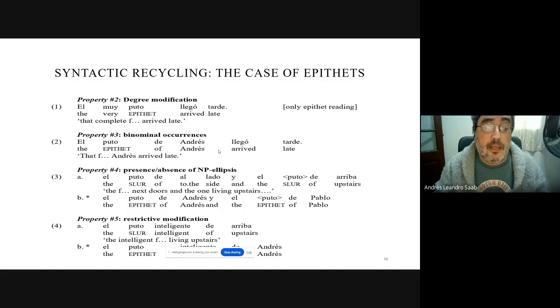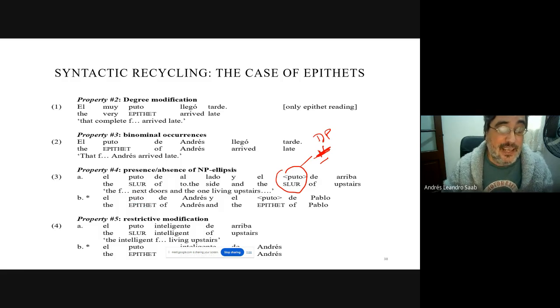Third, this is a very important property. Slurs can be elided. Epithets cannot be elided. So you can say something like "el puto de al lado y el de arriba," the slur next door and the one living upstairs. That's perfect, and that's because a slur heads its projection, it is the head of the DP, so you can elide it. But as we saw before, epithets are not the head of the DP, so they cannot be elided. So we cannot say something like "el puto de Andrés y el de Pablo," the epithet of Andrés and the one of Pablo, which is totally out, strongly ungrammatical. Okay? And finally, of course, slurs can have restrictive modification and epithets cannot.